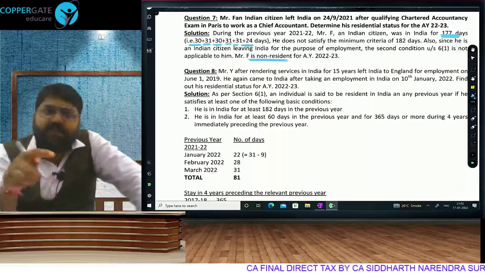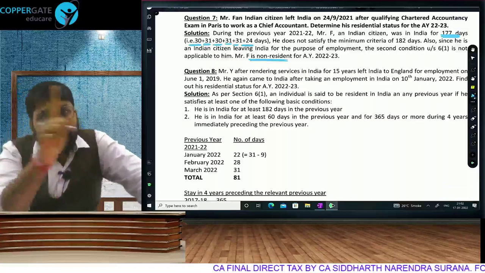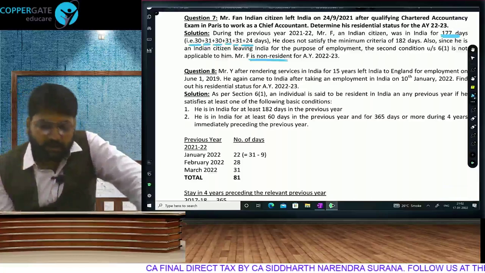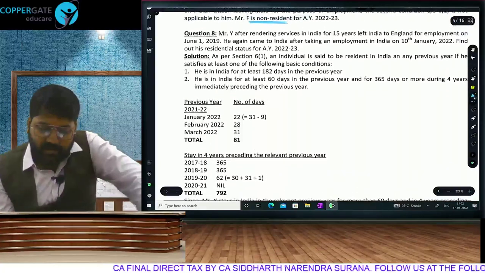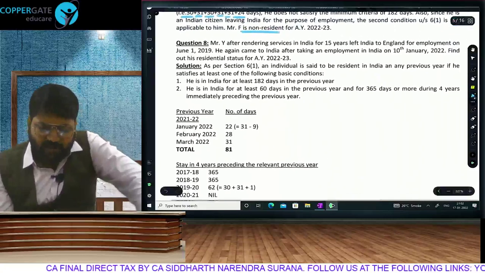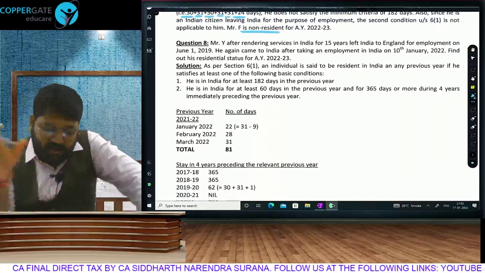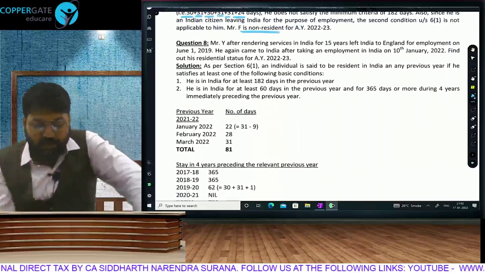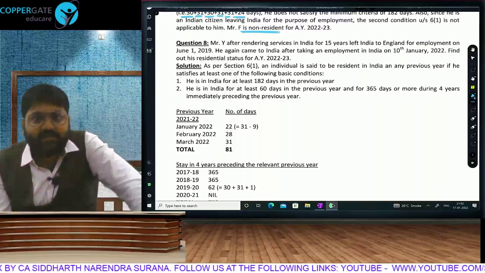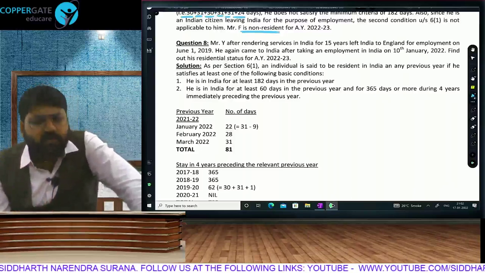Once again, this question tested you on the exception. If you know the concept, you will never go wrong. Understood? Very good. So, residential status may have been difficult when you were learning the theory. While solving the questions and institute questions, do you agree that you are getting comfort in doing residential status? Okay. Continue. Question number 8, please.